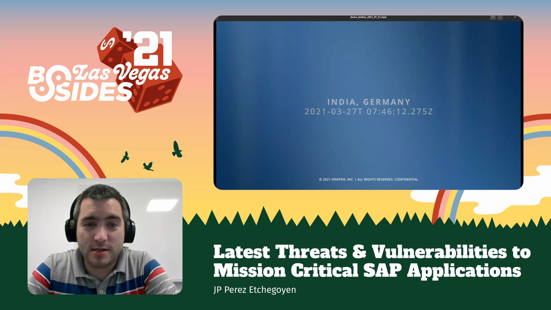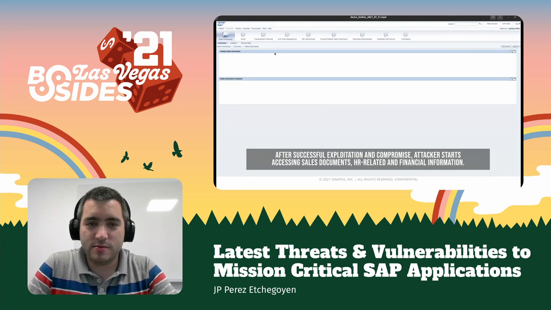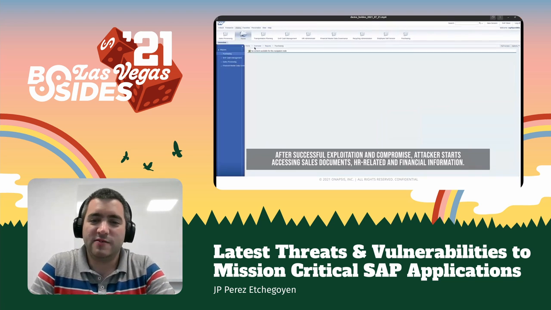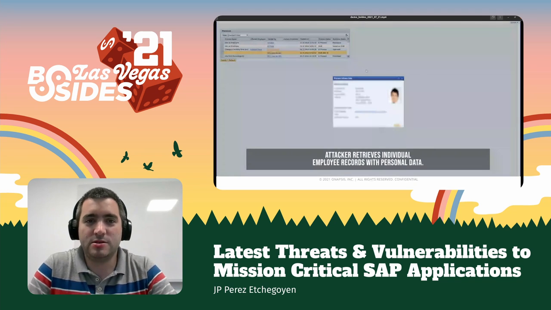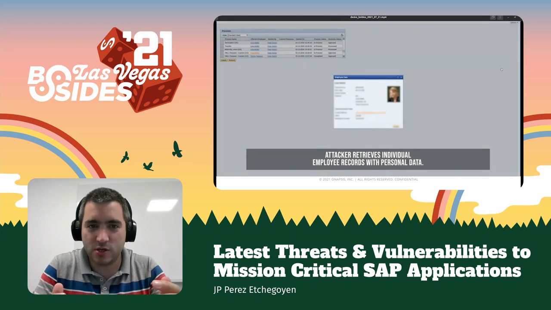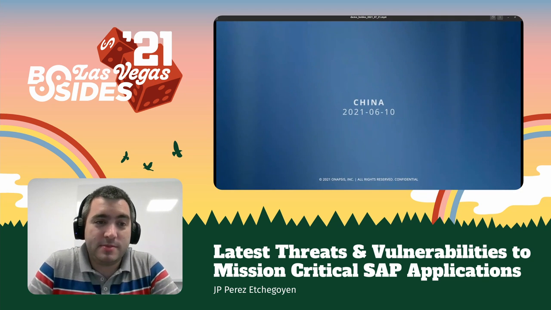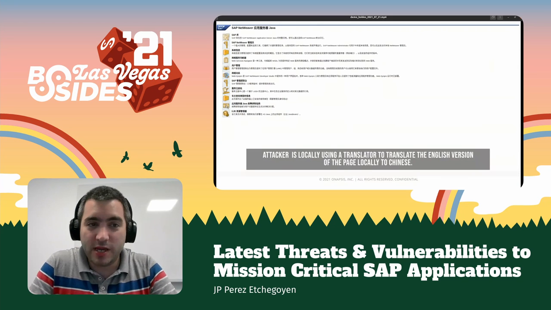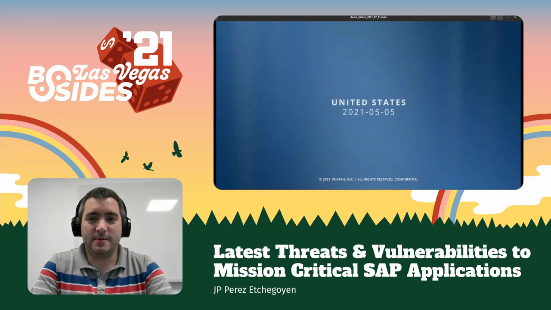This other one was coming from multiple IP addresses, going through pretty much every section of the business data, sales documents, financial data, HR related data, downloading employee information. So this was actually the screen of the attacker, right? That's what you are looking at right now. This other one coming from China, you can see the locale there, logging into the system and trying to shut down the system as well.